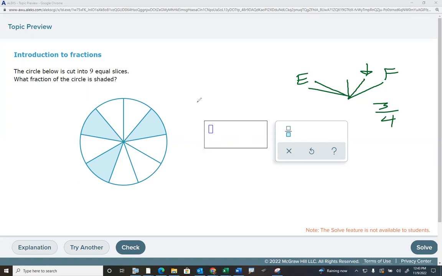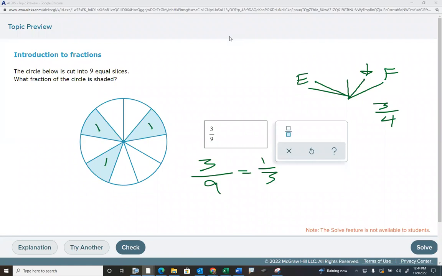So the circle is cut into 9 equal slices. What fraction of the circles are shaded? So there's 1, 2, 3. So 3 out of 9 are shaded. Okay. And let me just see what they do. Okay, yeah, 3 out of 9. And that can be simplified down to 1/3, but we're not there yet. If you're there already, that's great. But yeah, 3 out of 9.